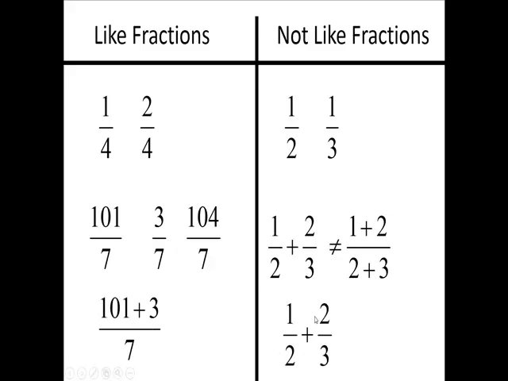Okay? So when you add these, you get another like fraction, 104 over 7. If you were to say, well, I think I'll add these unlike fractions, I think you're going to get what? 1 plus 2 is 3 and 2 plus 3 is 5. Well, that's wrong. You simply can't add these. So the only kinds of fractions you can add are like fractions. Okay?